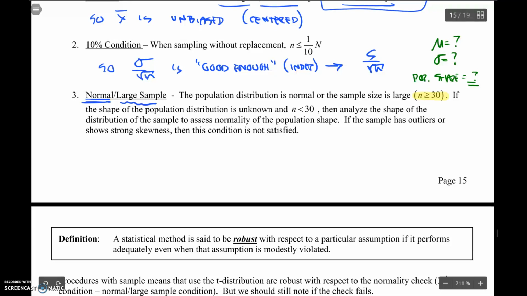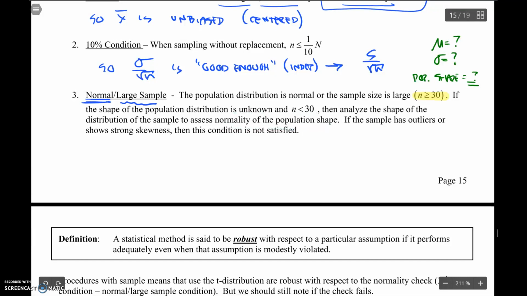If the shape of the population is unknown and your sample size is small, then we need to analyze the shape of the distribution of the sample to assess normality of the population shape. That should make sense, right? We look at the sample data. If the sample data looks normal, then the population it came from is probably normal. If the sample has outliers or shows strong skewness, then the condition is not satisfied.